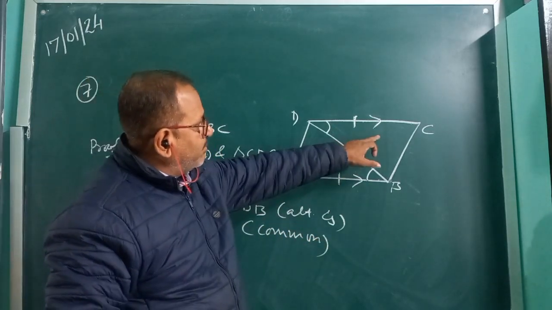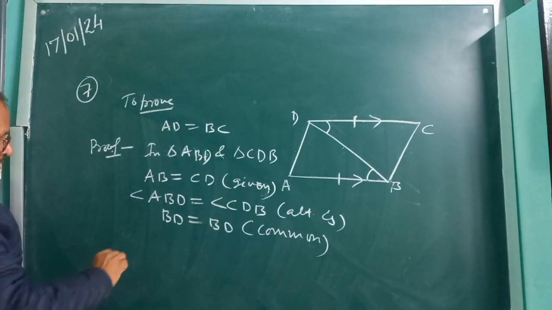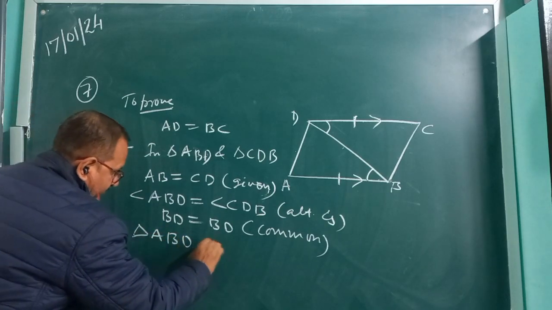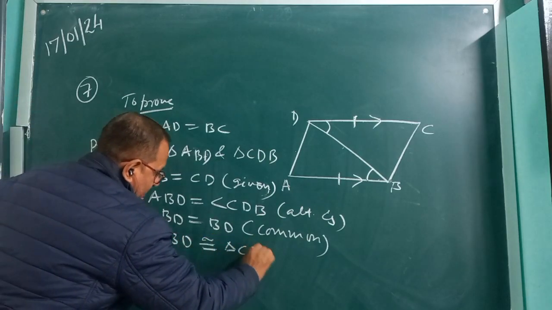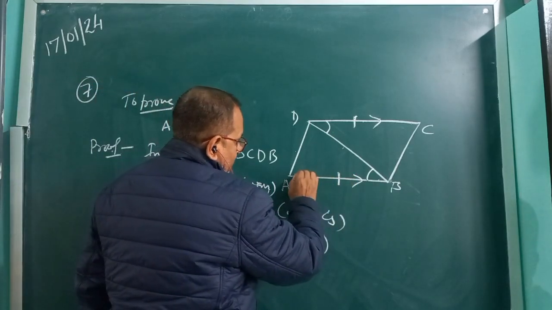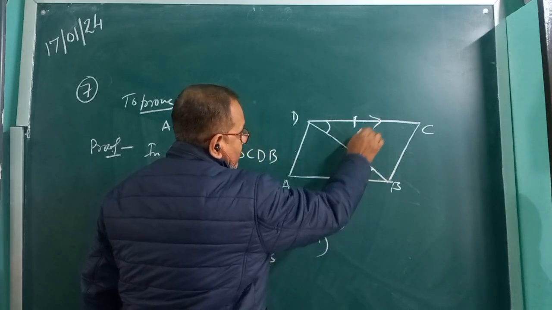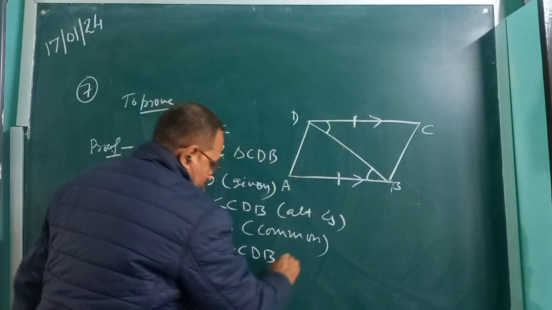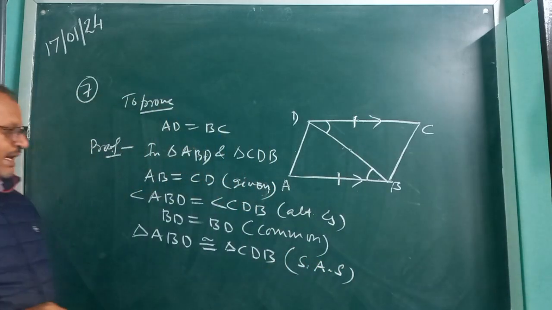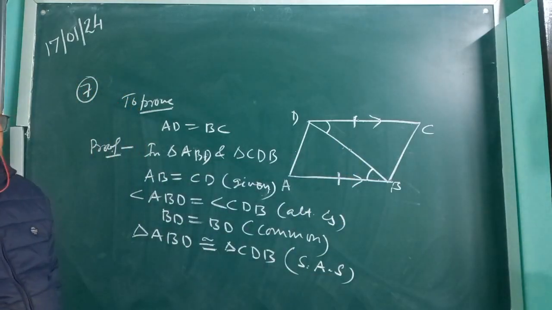Side BD is common in both the triangles, so we will write BD is equal to BD, common side. Then we can write triangle ABD congruent triangle CDB. By which condition? So you can see here, this is side angle side. So criteria is side angle side. So by side angle side, these two triangles are congruent.